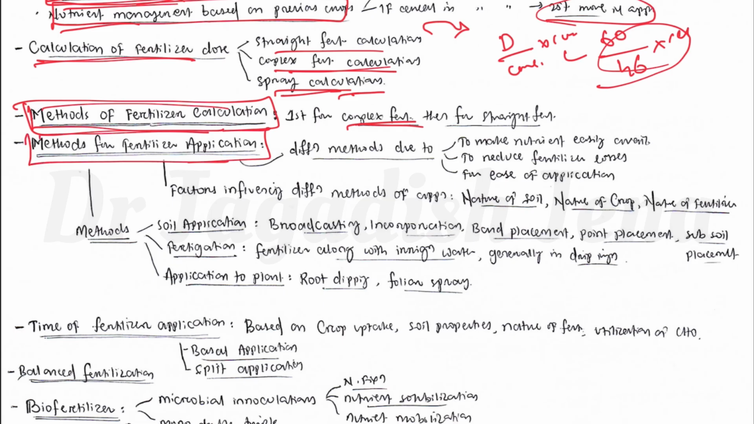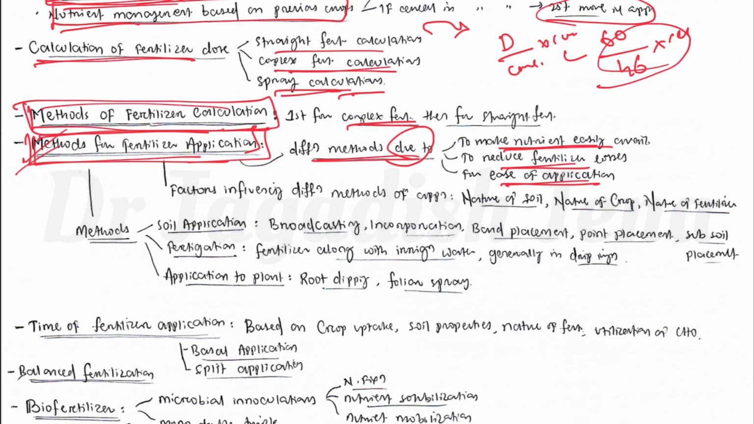Then method of fertilizer application. We have discussed how to calculate the fertilizer need. There are different methods we follow for different types of fertilizer. Okay. Now, what are those different methods, and why different methods? Because to make nutrients easily available, we must follow different strategies. To reduce fertilizer losses as well, we need to follow different strategies. Then for ease in application also, we need different strategies.